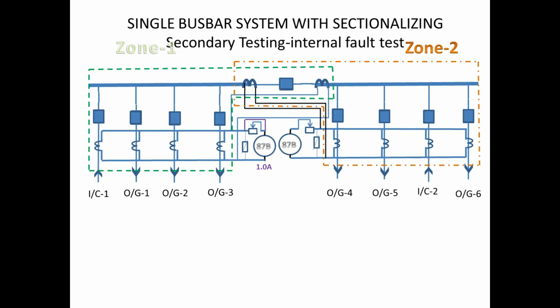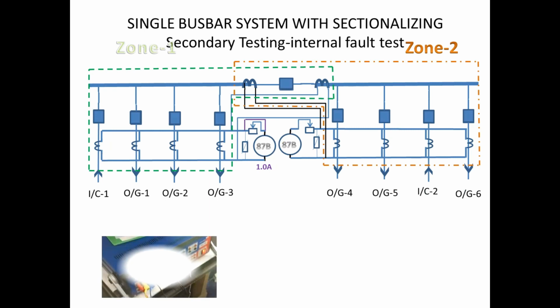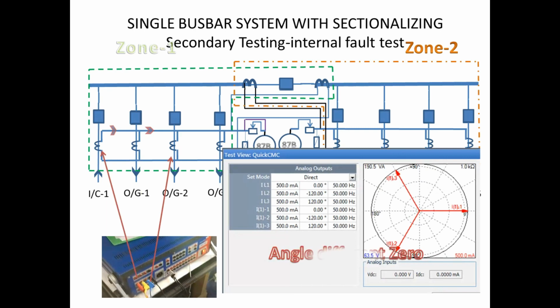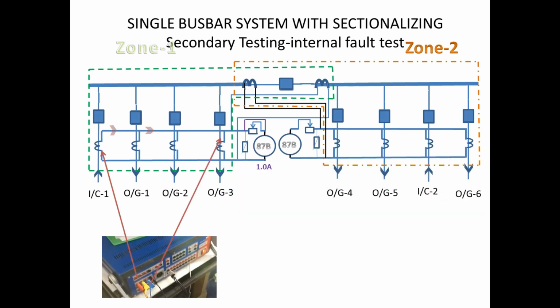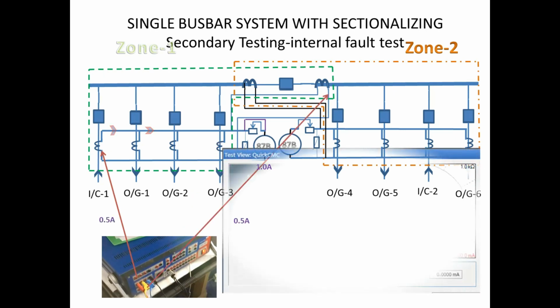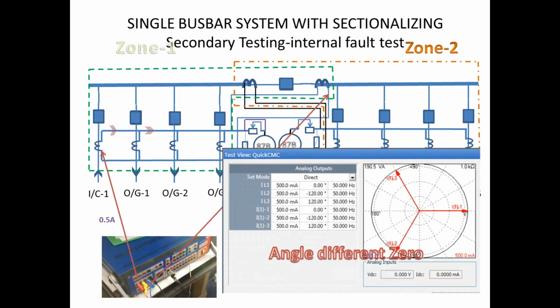Method 2. Now I am injecting 0.5 on both panels and the angle difference is 0. The relay setting is 50 percent, that is it will operate at 0.5 amps, and the relay gets differential current 1, since both currents flow in the same direction, so they get added. Since the relay detects 1 amp, it will give trip command. Same way for all outgoing and also including the bus coupler CT we have to check. Similarly we have to check for zone 2.